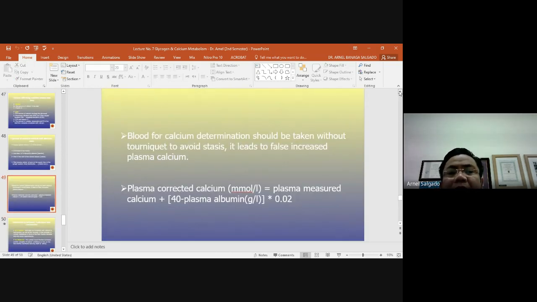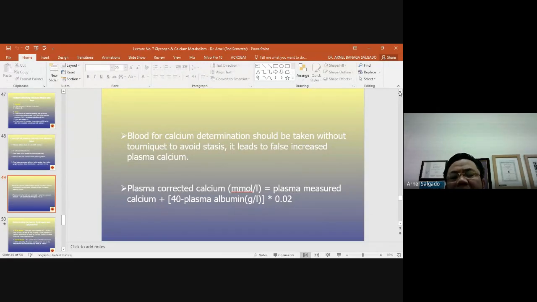Blood for calcium determination should be taken without a tourniquet. Take note, to avoid stasis. You know that, no? It leads to falsely increased plasma calcium. When you place a tourniquet, there will be stasis, so what happens is that calcium will actually flood in. So when you withdraw the blood, there will be increased calcium, and that will not be good for reading. It will give you a false reading on calcium content. There should be no tourniquet.